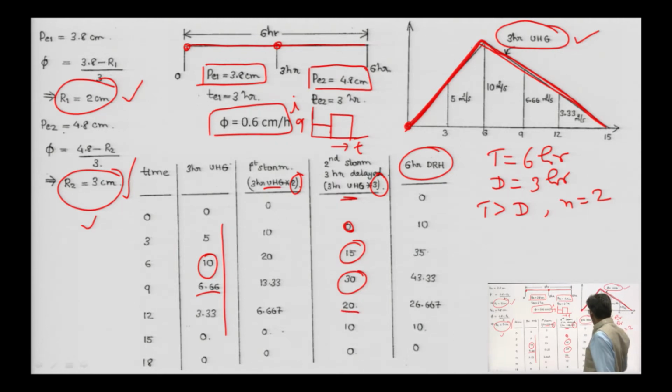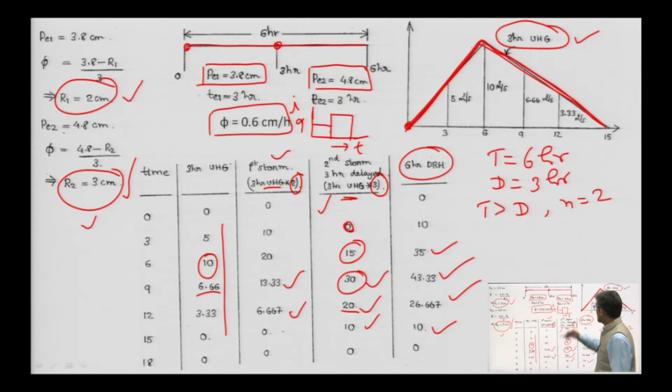So the DRH is the summation of this one plus this one column. So 0, 10 plus 0 is 10; 20 plus 15 is 35; this one plus this is 43.33; this one plus this 10 plus this. So these are the DRH. These are the 6R DRH for this storm.